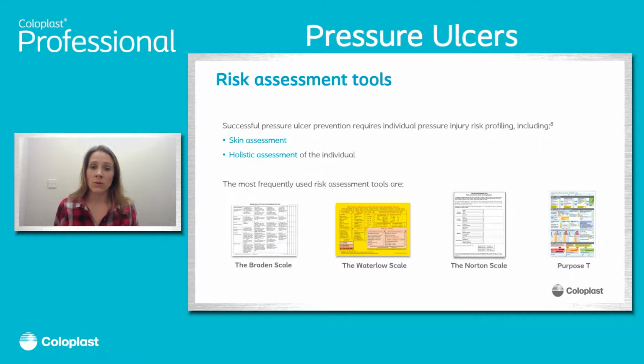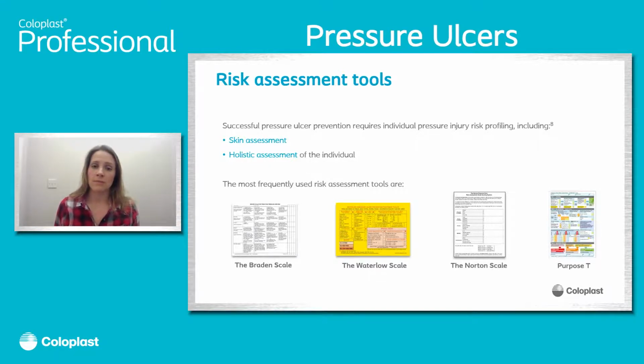But the thing that all of these scales have in common is that they help us to identify whether somebody is at risk of pressure damage and how significant that risk is. So it could be that they give us a number, or it could be that the result of the assessment, once we've completed it, gives us a colour coding, like the Purpose T tool would, for example, red, amber, green, to highlight the level of risk that somebody has. If somebody has a level of risk, it's identified here, and we should be documenting that in our clinical notes.